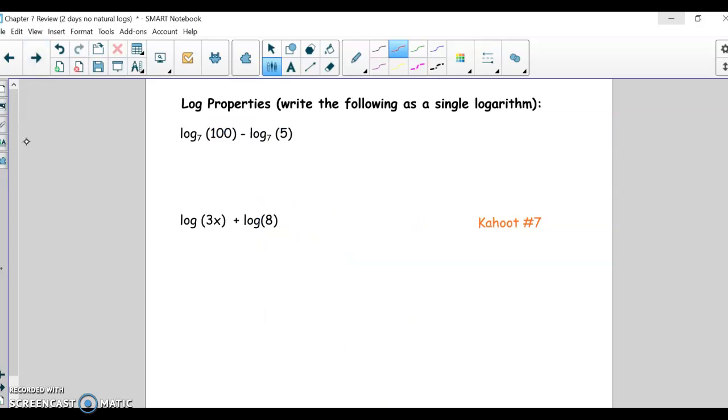Okay, log properties. These are kind of tricky, but there are two main properties. One is if you have two logs with the same base and a subtraction between them, you keep the base 7. And if it's a subtraction, you divide the two numbers, the 100 and the 5. So this would simplify to log base 7 of 20. So we wrote it as a single logarithm.